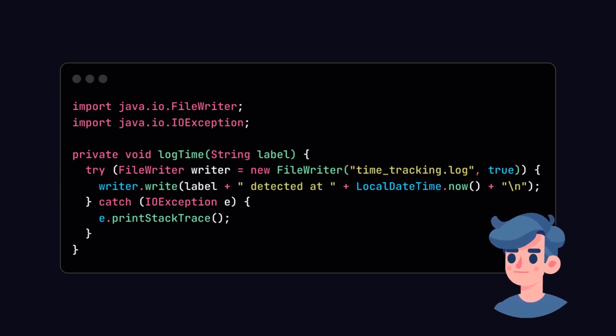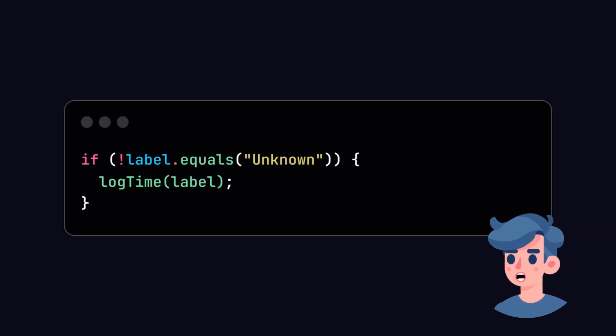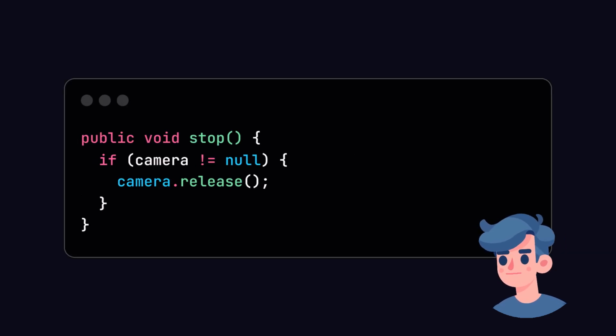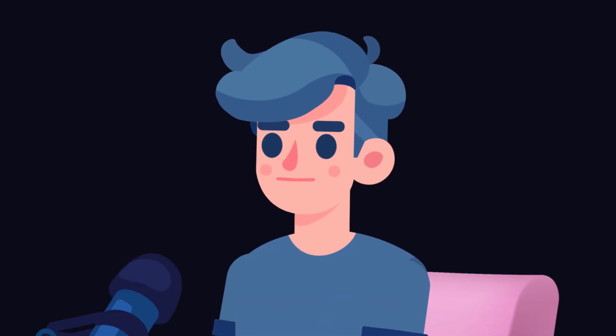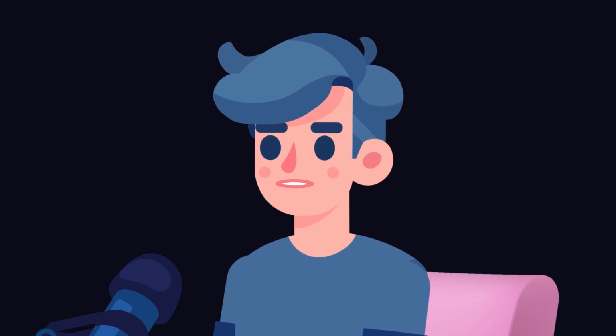Next, we need to implement the functionality that records the time when a recognized face is detected. We can create a simple logging system. We will call the log time method every time we successfully recognize a known face. To complete our implementation, we need to ensure that our application terminates gracefully. We need to release the camera on exit. So far, we have developed a basic time tracking system using facial recognition.